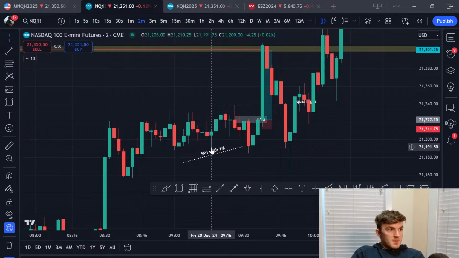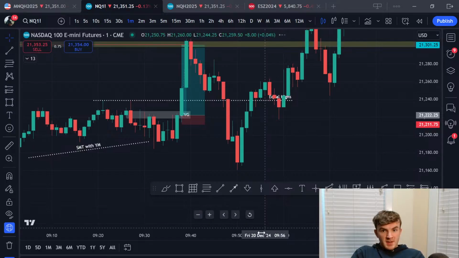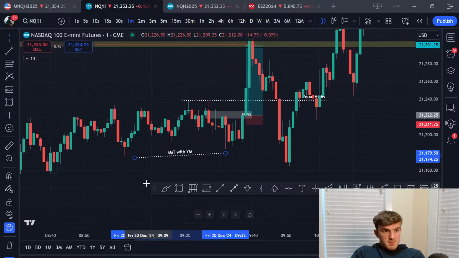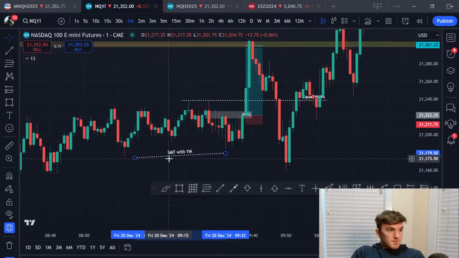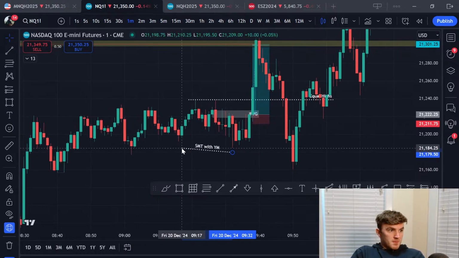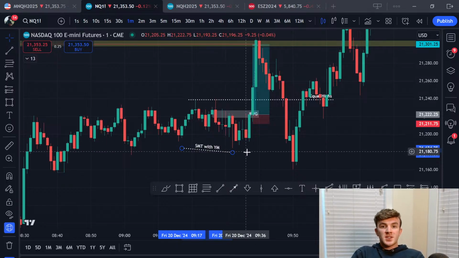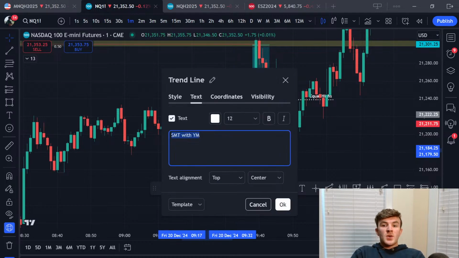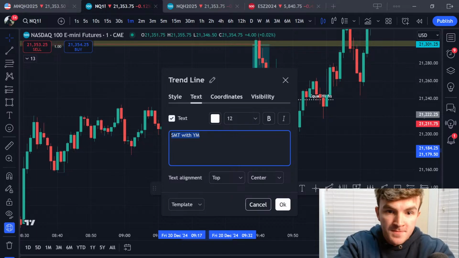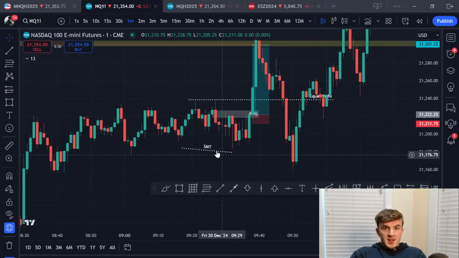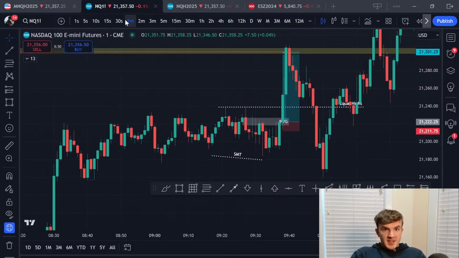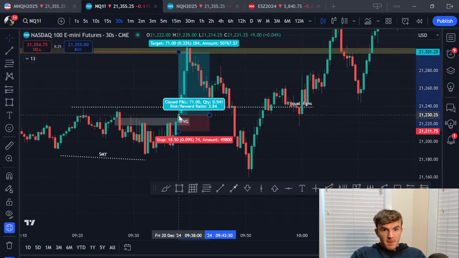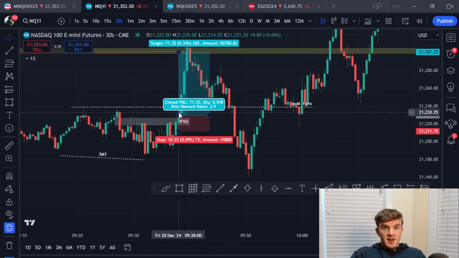Was there SMT here? Wait, there might have been SMT there. Hang on a second. Oh my gosh. That's such a good trade. Okay, actually no, I saw this one, but I saw it as an inversion. So I saw it as a 30-second inversion. And I didn't like it because look how many candles it took to close back above.